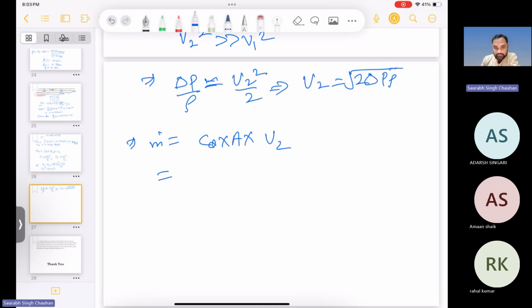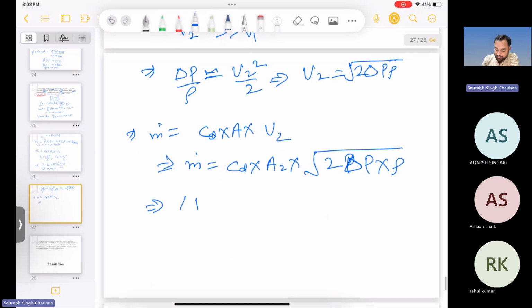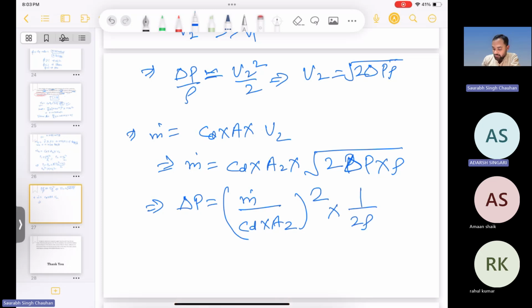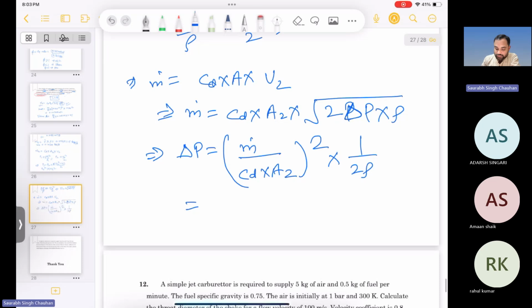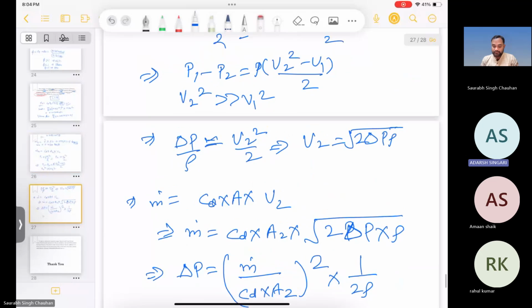And velocity we have found is equal to under root 2 delta P times rho. Okay. So delta P will be equal to m divided by CD into A2, squared, divided by 1 by 2 rho, right? So you have all the values now. Just substitute these values.